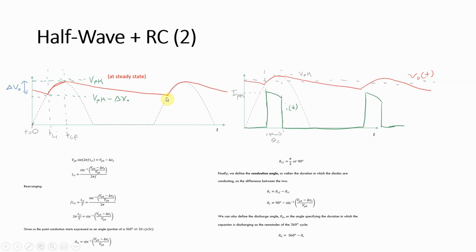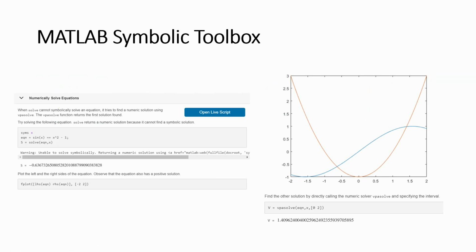From here to here, it's 1T, one period. So once we have the conduction time, we can find the discharging period, which is shown here. These are from your course notes, all of them from your lecture notes. Now here I wanted to show you something from MATLAB's help or documentation.